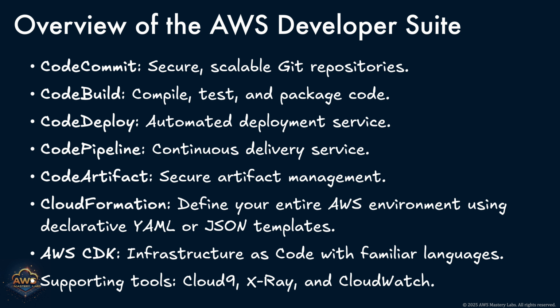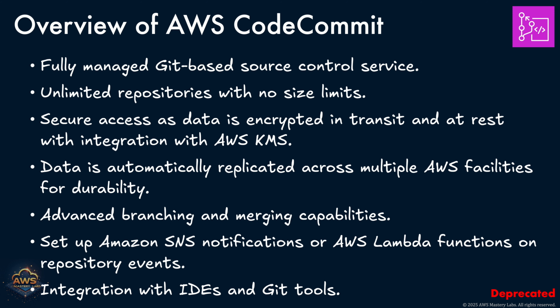Let's now take a closer look at AWS CodeCommit, a powerful and fully managed Git-based source control service. With CodeCommit, there's no infrastructure to manage. AWS handles all the back-end provisioning, so you don't have to worry about setting up or scaling servers. Whether you're a solo developer or part of a large enterprise team, CodeCommit grows with you automatically.